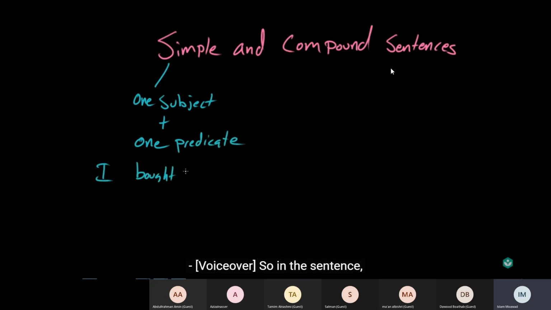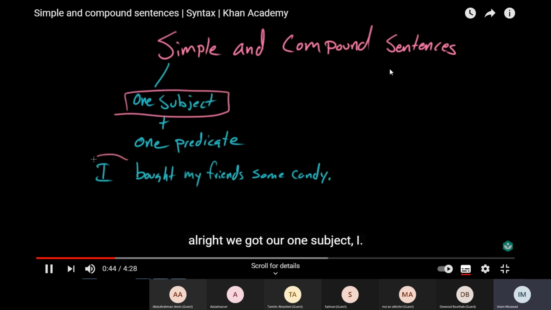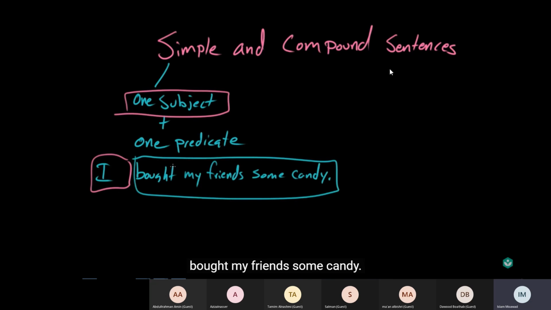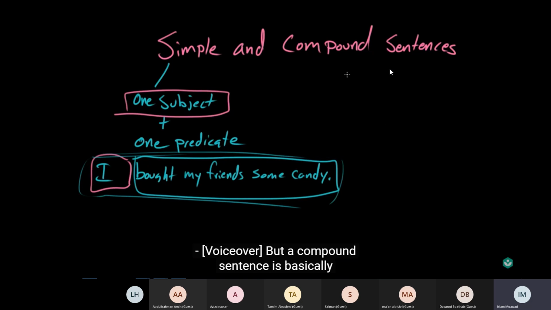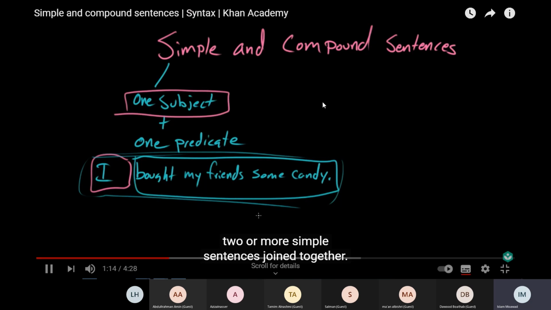Right. So in the sentence, I bought my friends some candy. All right, we got our one subject, I, and then we have our one predicate. Bought my friends some candy. Now, all of this together is what we'd call an independent clause. I don't want to hit that too hard right now, but when you have this set of subject and a predicate together, and it can be a sentence, that's called an independent clause. I'm not even going to write that down. Yeah. But a compound sentence is basically two or more simple sentences joined together.